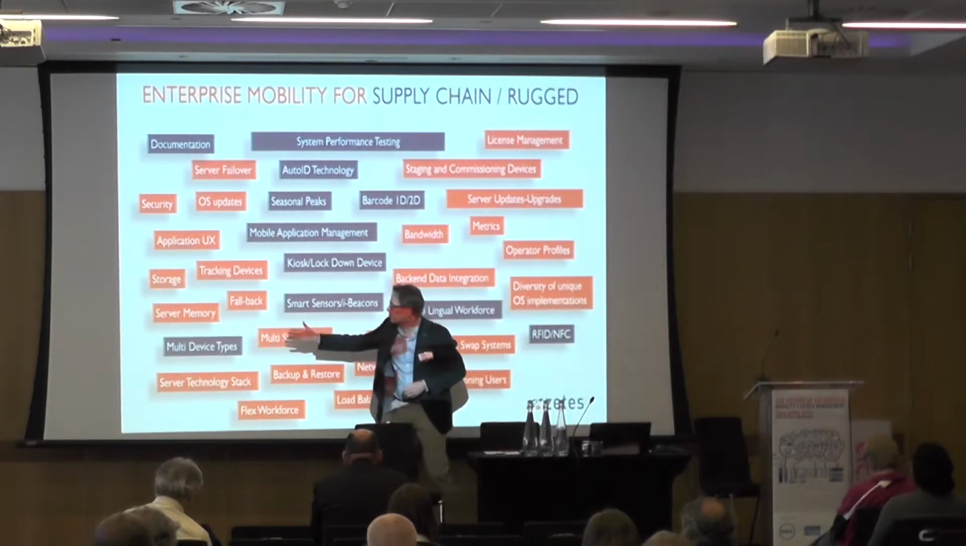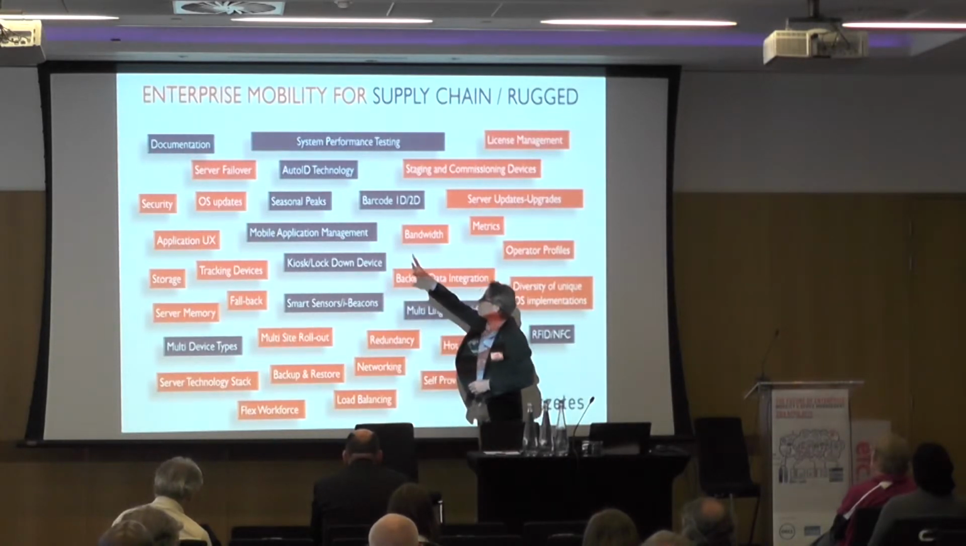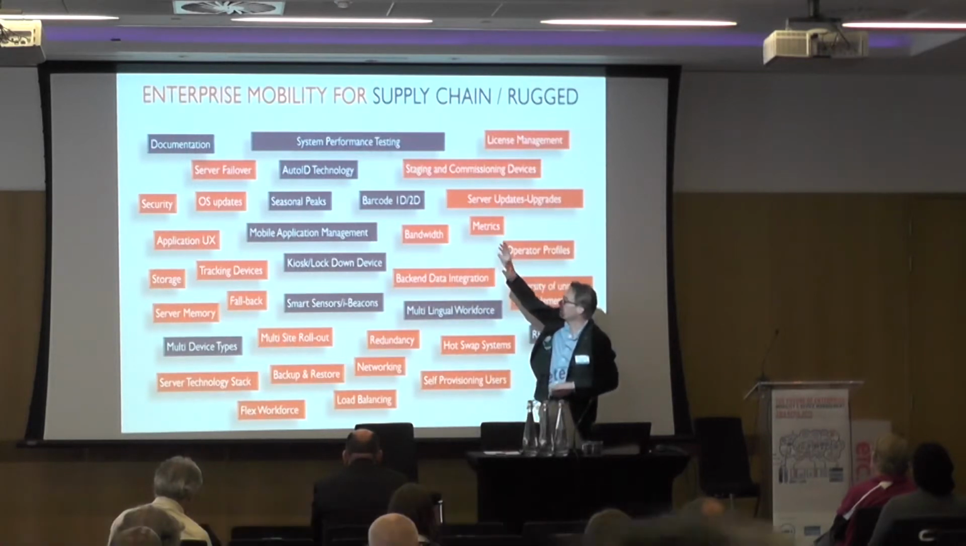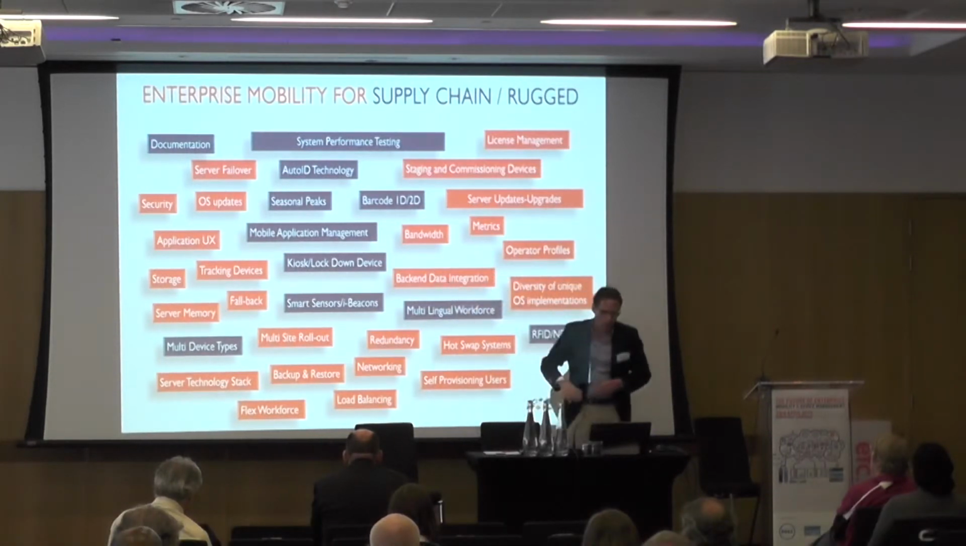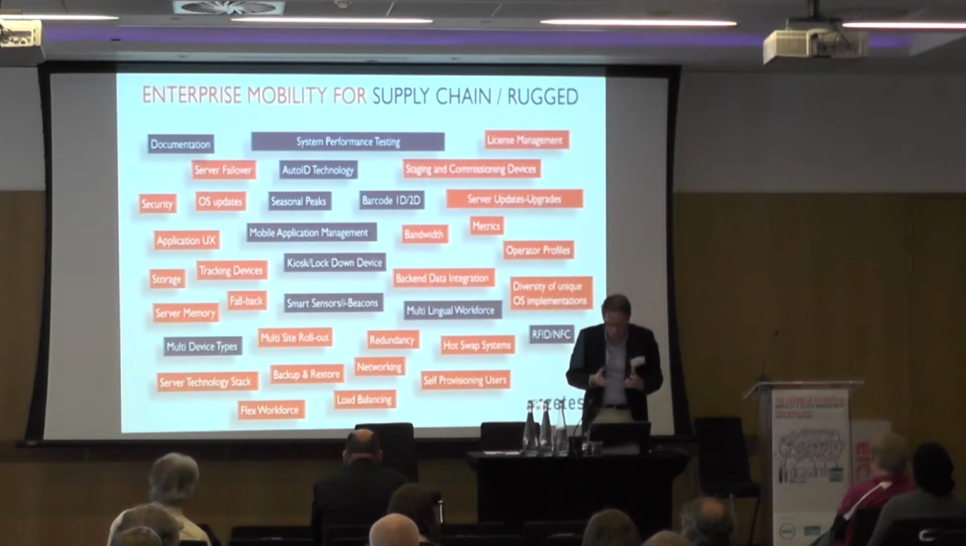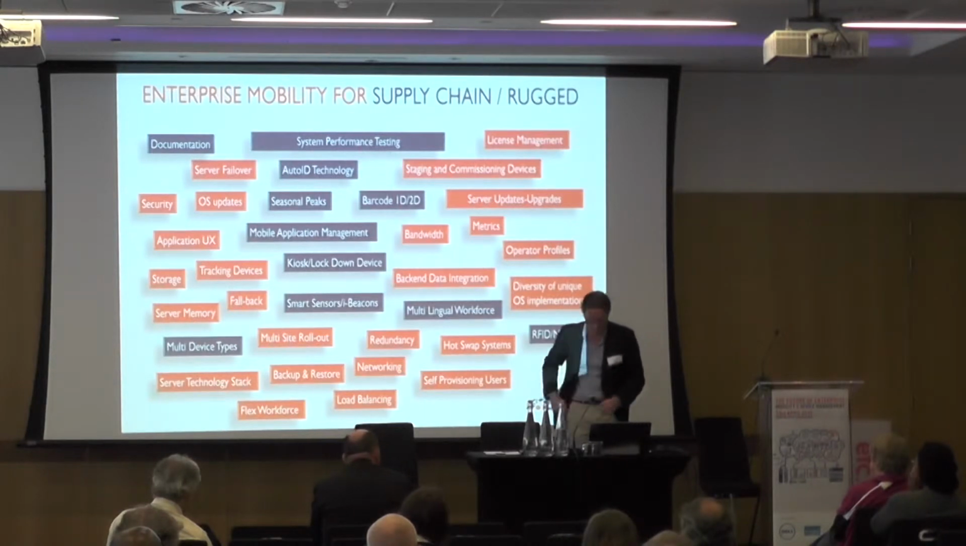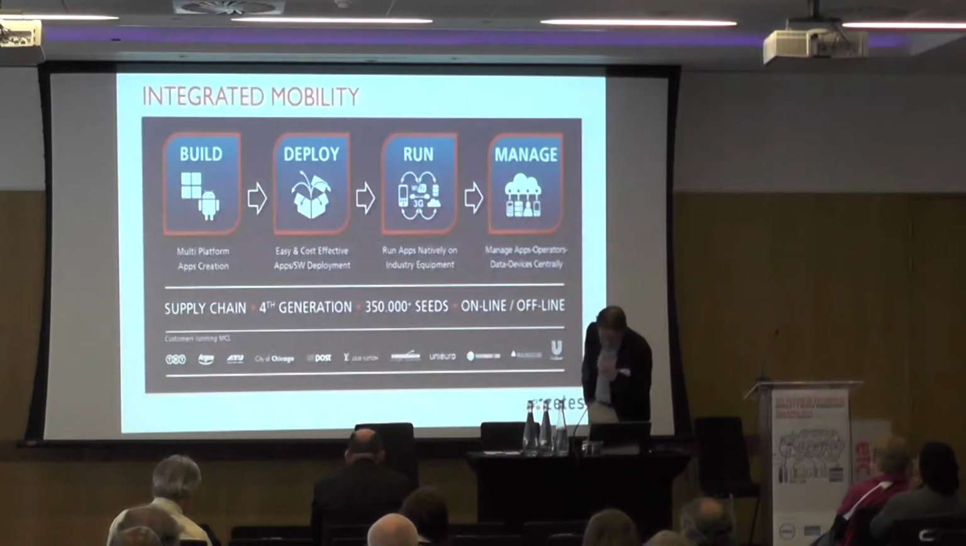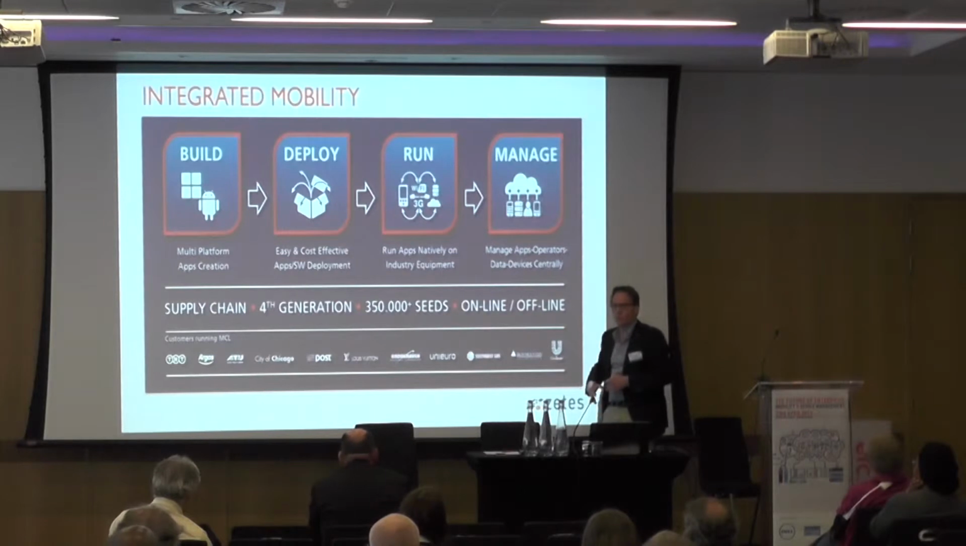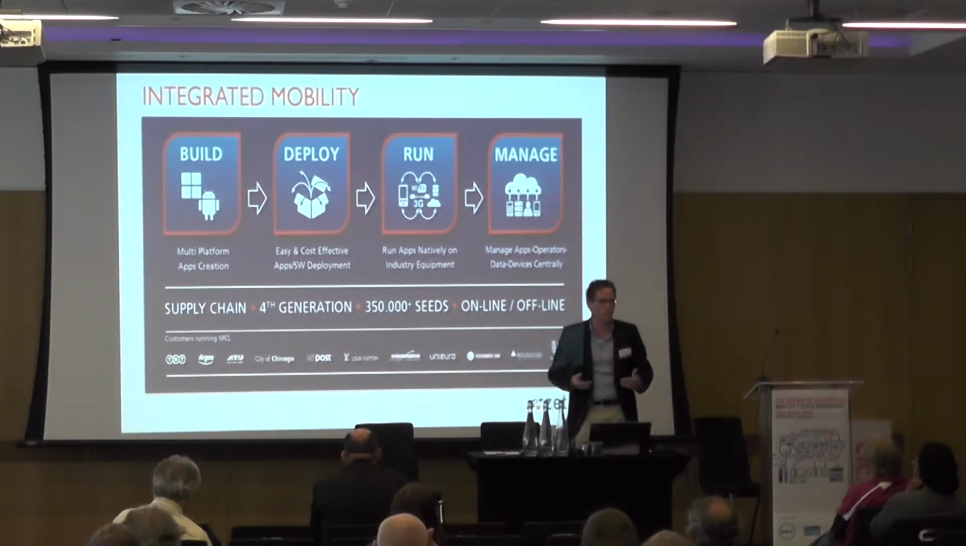So, like I said, multiple device types, seasonal peaks, barcoding, other auto ID technology. So a lot of challenges which you as an organization will have when you start implementing mobility. So how do we offer a solution for that? How do we fix that?